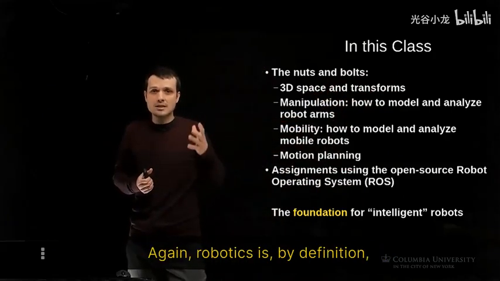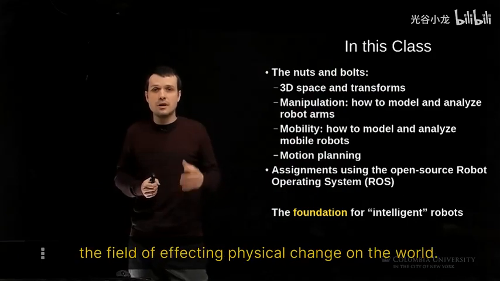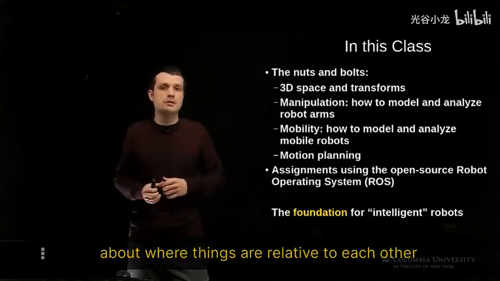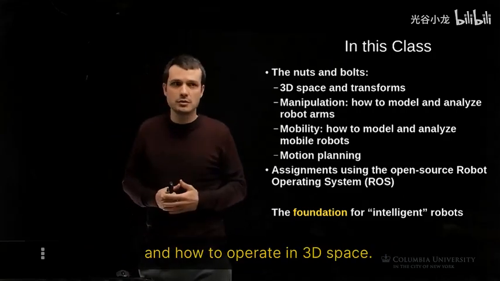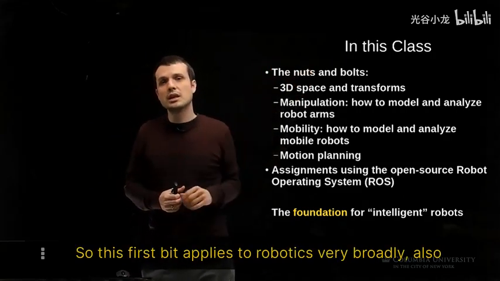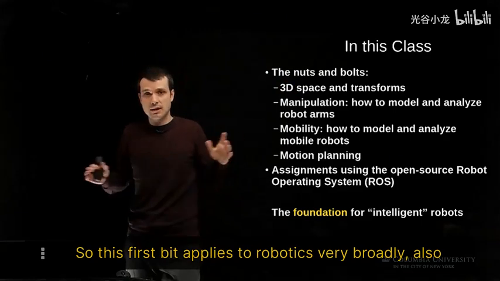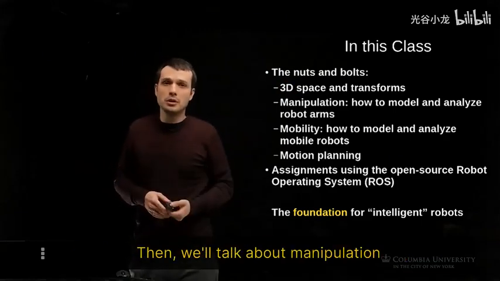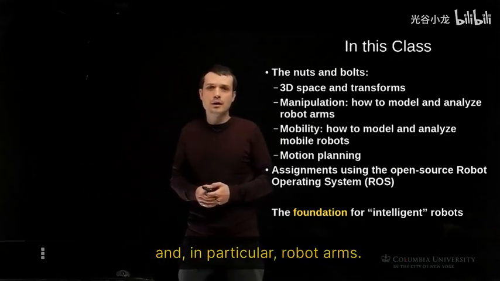Again, robotics is by definition the field of effecting physical change on the world. So then you need to start thinking about where things are relative to each other and how to operate in 3D space. So this first bit applies to robotics very broadly, also to other fields as well. Then we'll talk about manipulation, and in particular robot arms.